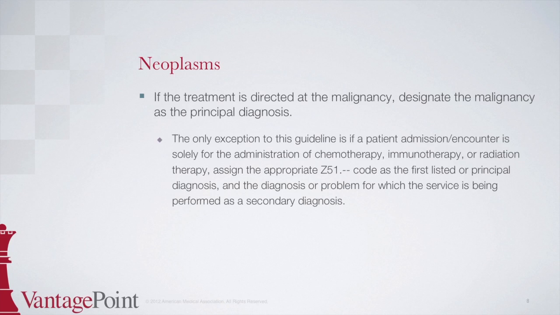There are many guidelines for the coding of malignancies. Generally, if treatment is directed at the malignancy, it would be the first listed diagnosis. The only exception to this is when the patient comes in solely for chemo, immunotherapy, or radiation. In that case, a code from category Z51 must be the first diagnosis, followed by the code for the malignancy being treated, which can be a primary or secondary malignancy.